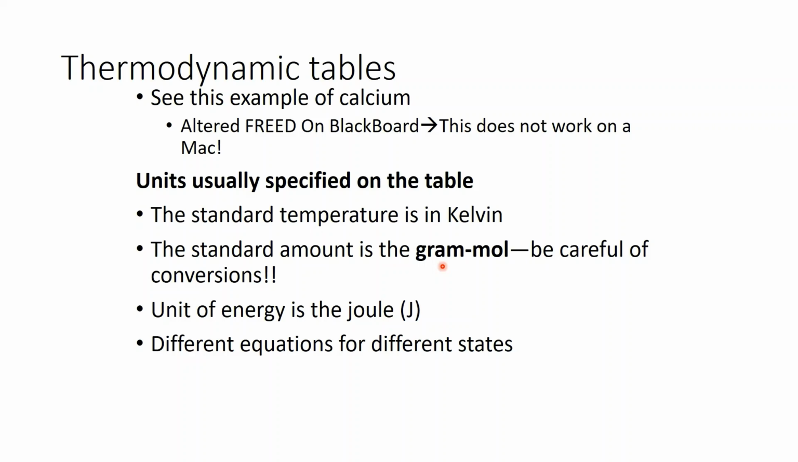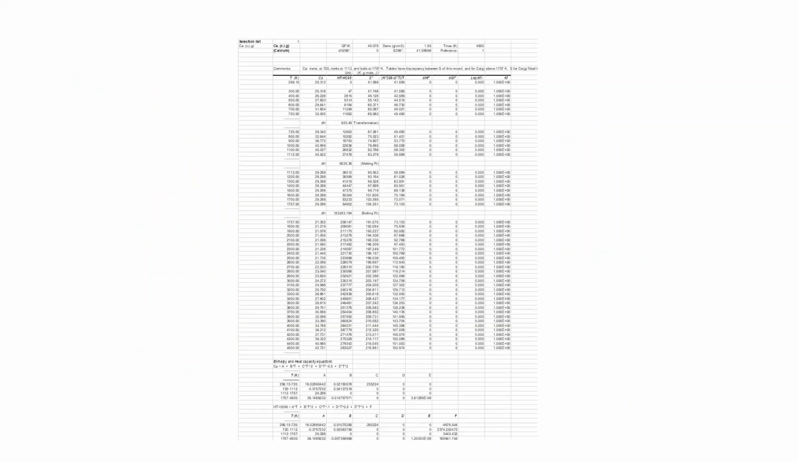And the unit of energy is joule. I think I have one or two problems I throw at you that have different units, but for the most part, we're going to be using joules. And there's different equations for different states: solid, liquid, gas is one, and also crystallographic state is another. So what equations are we talking about? We'll look at the table, and we'll look at a quick example on this slide. Here's an example of the calcium table.